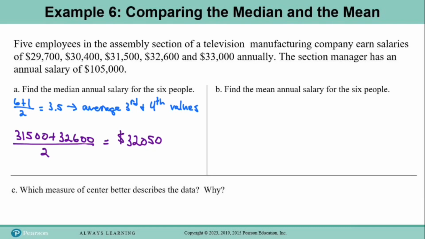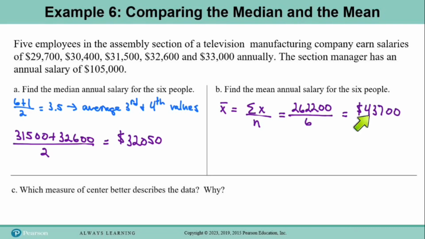So we remember our formula for the mean of a data set, and it is the sum of all the x values divided by the number of values in the data set. So if we add these 6 values together, the sum of those 6 numbers is 262,200, and then we divide that by 6 because we had 6 values, and the mean of this data set is 43,700. So here's something that I want you to consider.